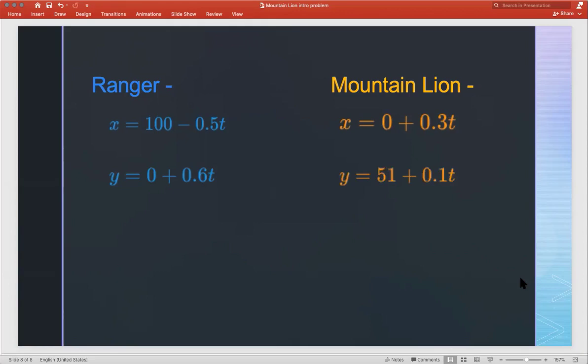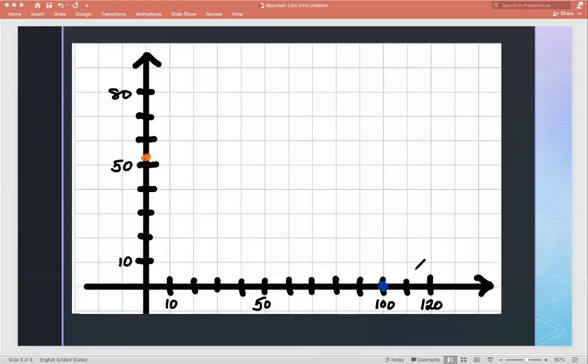So let's go back to the graph and try to sketch this out just to get an idea. And then we'll take a look at it on the graphing calculator. And I think we'll then be able to answer our question. Let's do the ranger first.